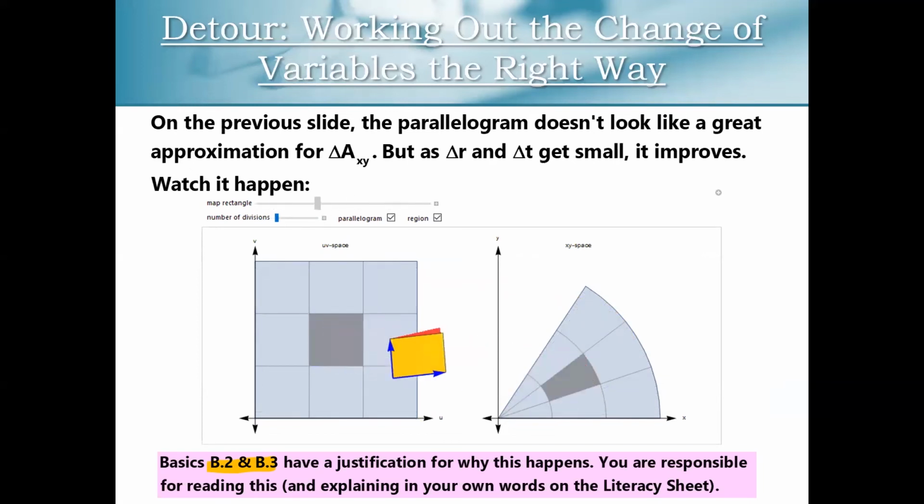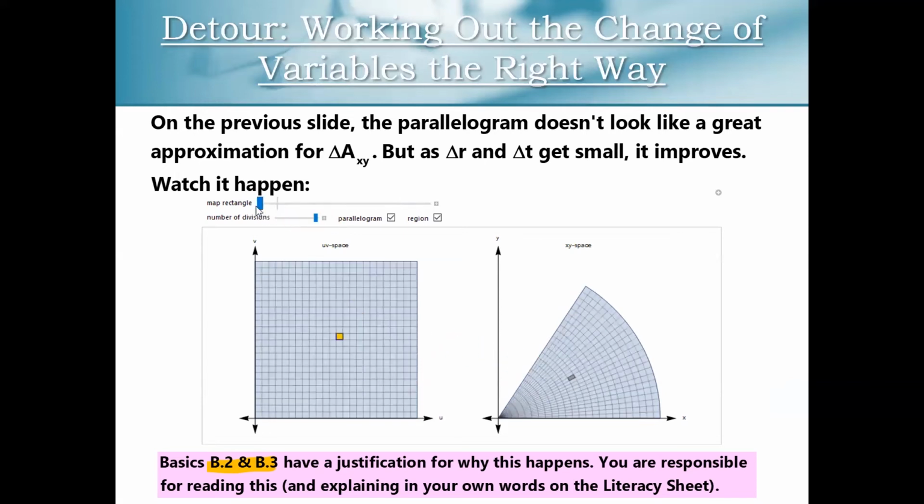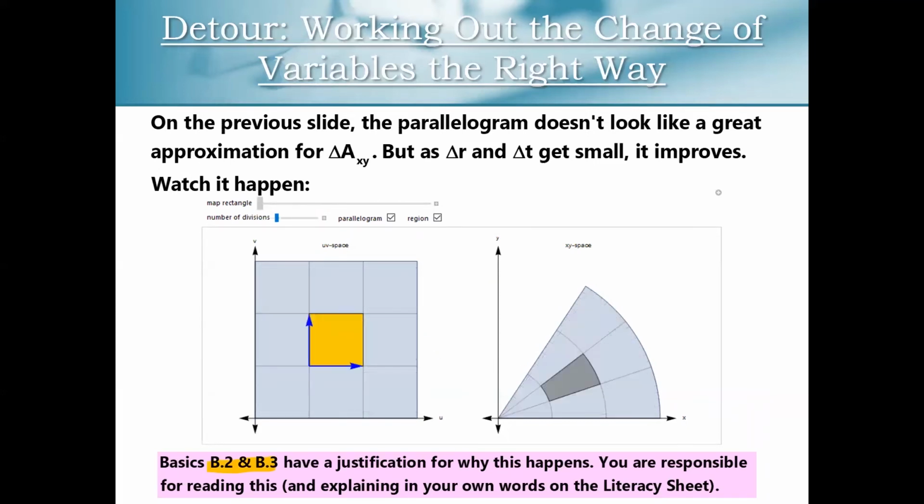So look, lots of error, and then let's just watch it one more time. Now the parallelogram and the sector, very little error, very little difference between the two. And as delta R and delta T get small enough, look at this, it's amazing. It almost looks perfect. The error, the difference between the two is less than 1 pixel on my computer.